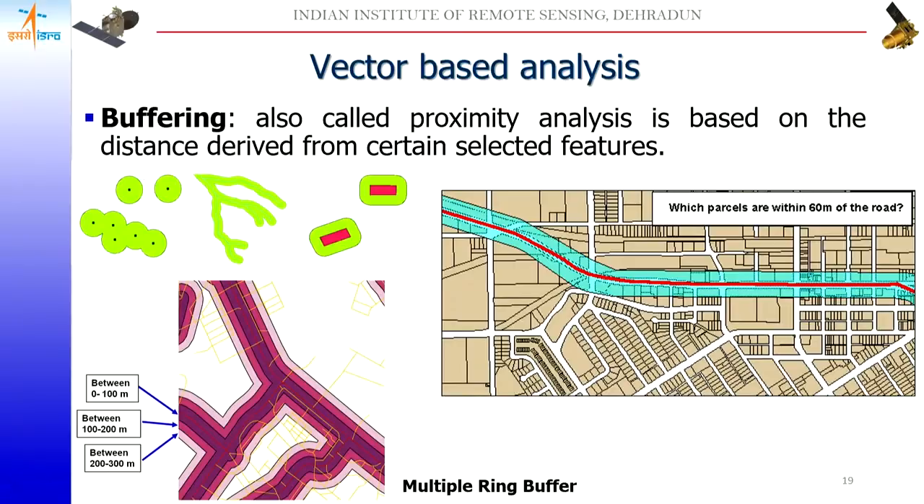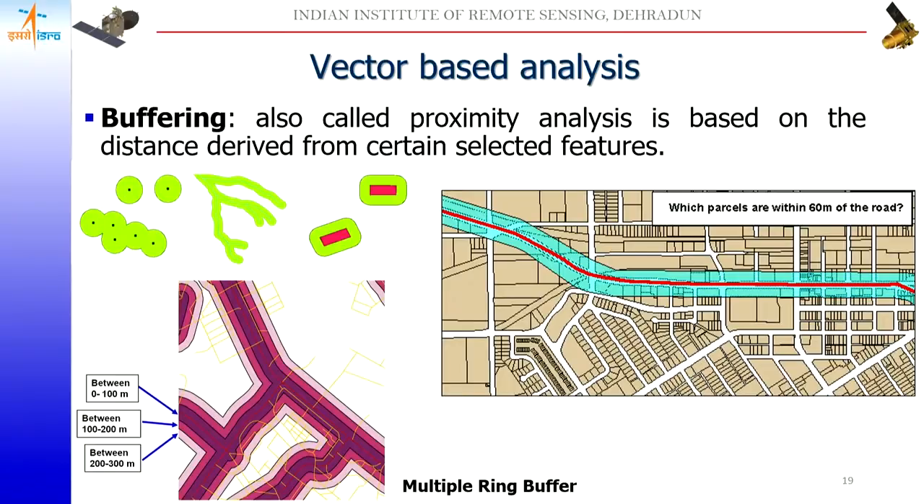Now, again, we could have a single proximity buffer, or we could create multiple buffers, which we call a multi-ring buffer. For example, here we are taking a road segment. Then we can create multiple ring buffers, wherein we create rings representing different regions. So for example, it is 0 to 100, then 100 to 200, and then 200 to 300. So this is called a multi-ring buffer.